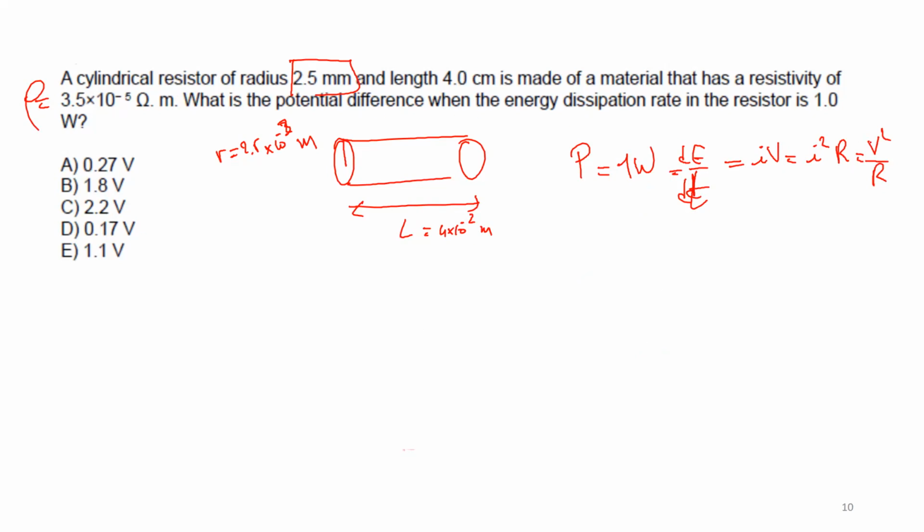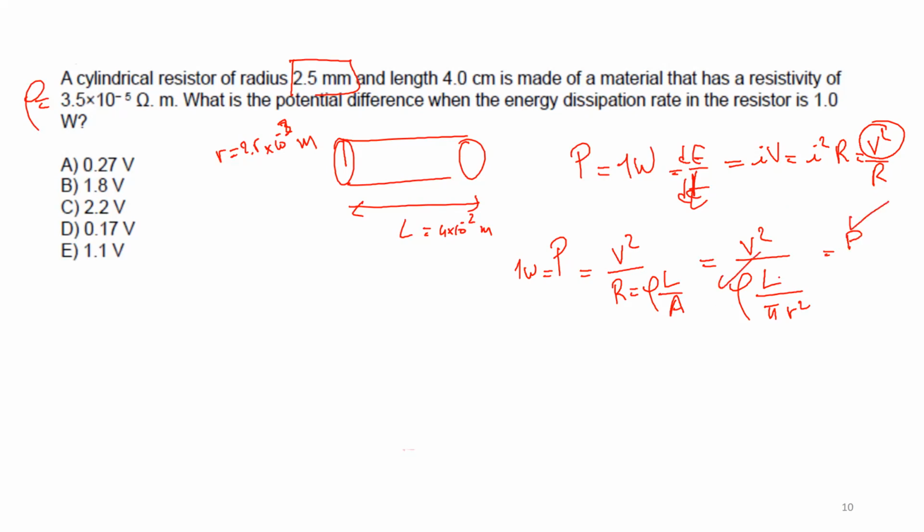So I want the V. Okay, this is what I want, so I better use this. Power, which is 1 watt, will be equal to V squared over R. But you remember R is rho L divided by A. So I will have V squared over rho L, I know L, A is pi r squared. So I know the power.